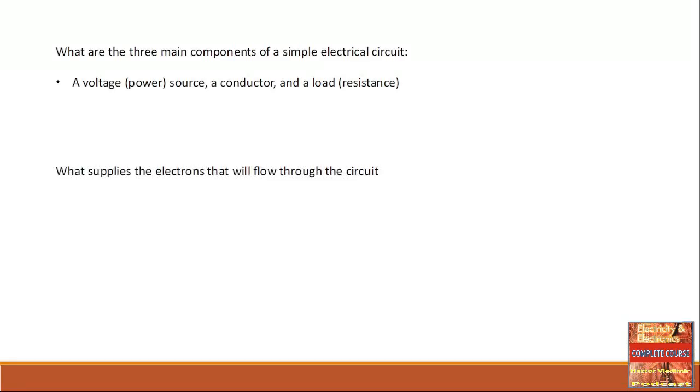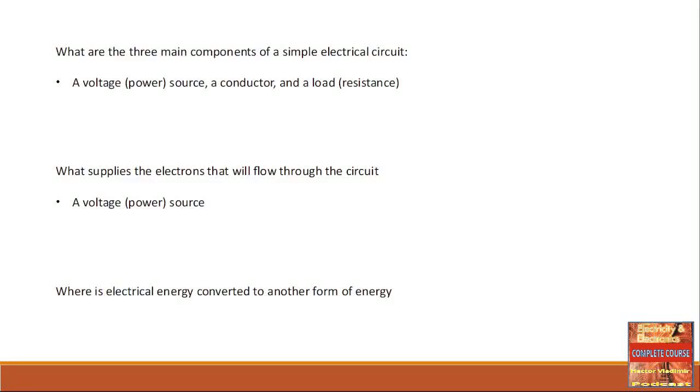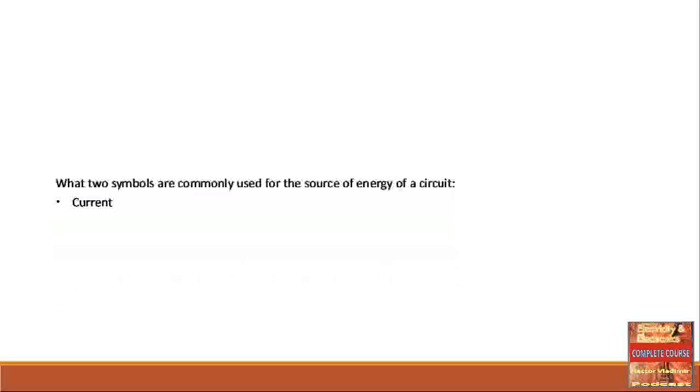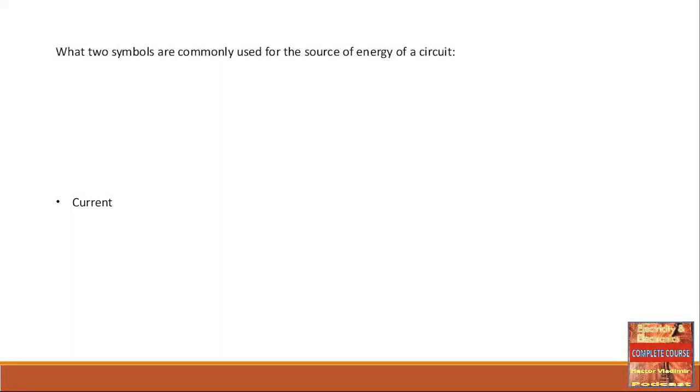What supplies the electrons that flow through the circuit? The power source or voltage. Where is the electrical energy converted to another form of energy in the circuit? At the load or resistance location. What two symbols are commonly used for the source of energy of a circuit? A capital E or a capital V.